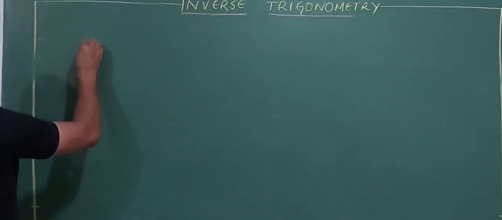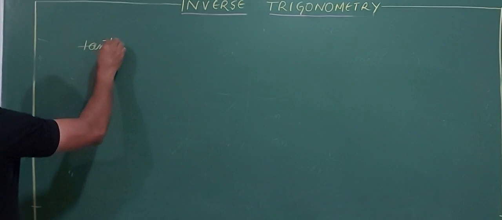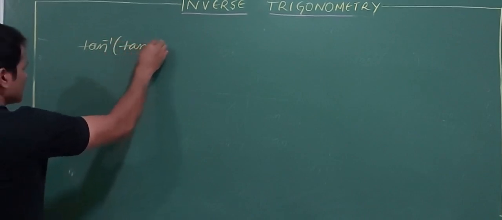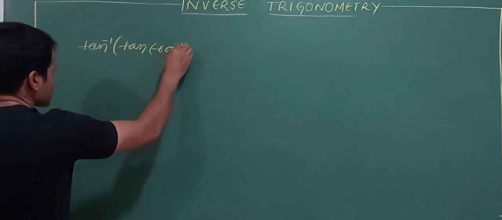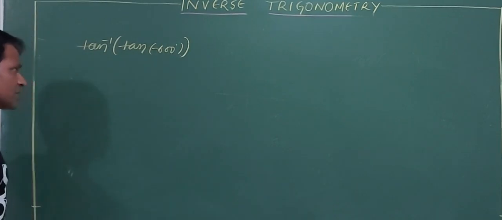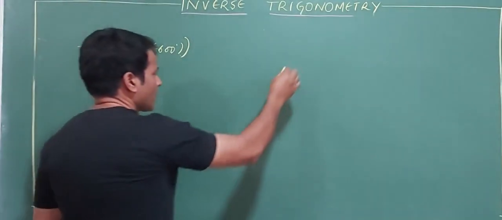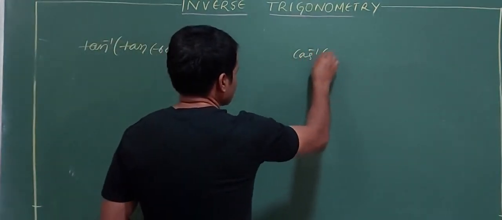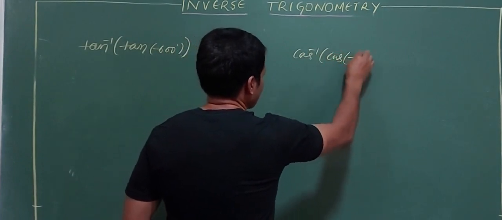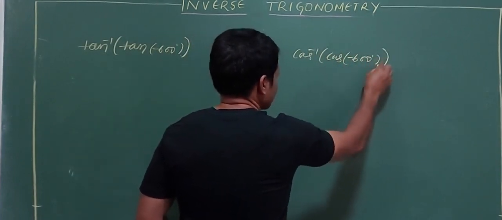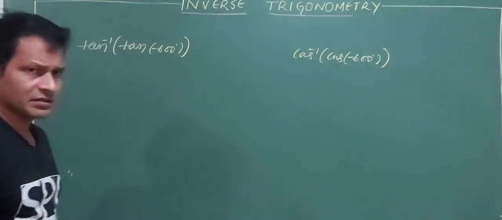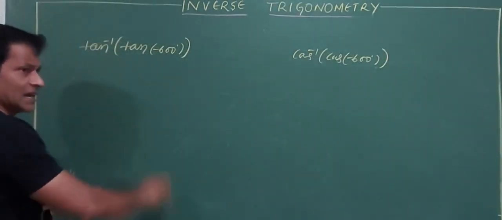So we can start with tan inverse of tan of minus 600 degree, and cos inverse of cos of minus 600 degree. Same angle. For tan, what have we studied?